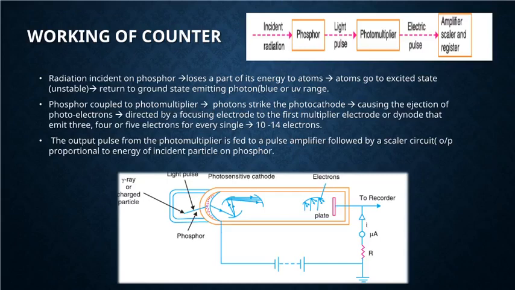This electrode has the property of emitting 3, 4 or 5 electrons for every single electron which strikes its surface. There may be from 10 to 14 such multiplier stages in a given tube. Hence, from the emission of one single electron from the cathode, a burst of 1 million electrons may impinge on the final stage in the tube. The output pulse from the photomultiplier is fed to a pulse amplifier followed by a scalar circuit. Output will be proportional to the energy of the incident particle on the phosphor.